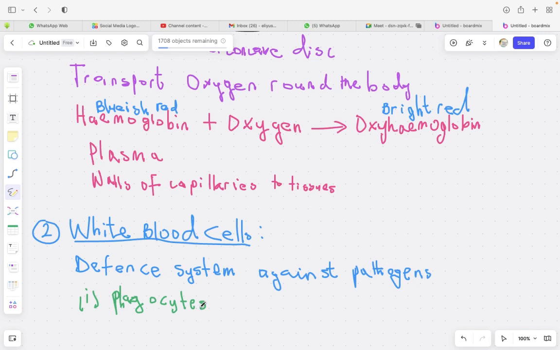Now, what these phagocytes do is that they crawl around into different parts of the body. They crawl like the way a baby crawls. They crawl around the different parts of the body, just the way babies crawl around the house.